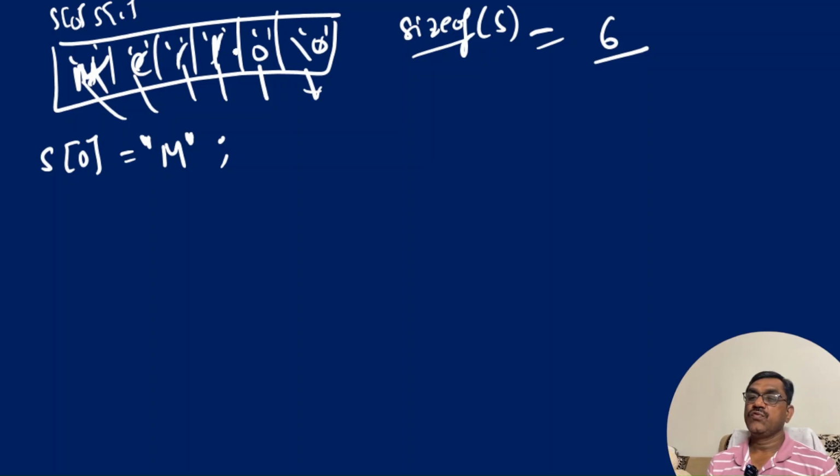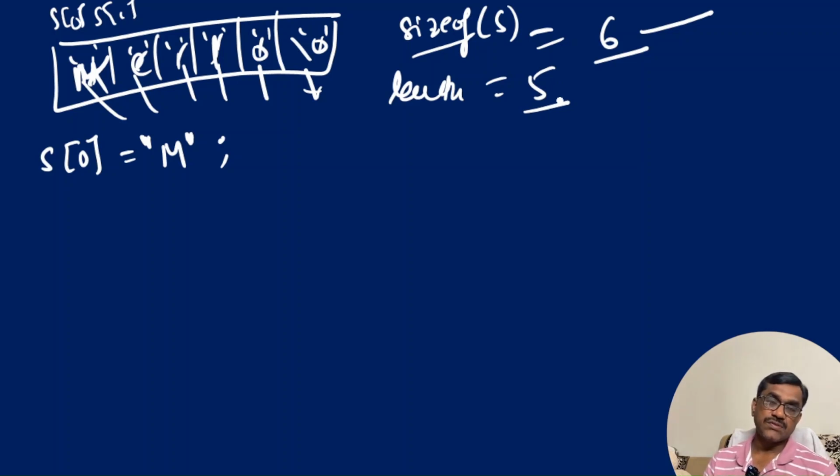1, 2, 3, 4, 5. It may be hello or mellow. So the characters are 5, including the null character 6. When you say sizeof S, it gives 6. But when you say length, the length gives only 5 characters. That is very, very important. Size considers the null character also, whereas the length does not consider the null character. This you have to carefully remember.